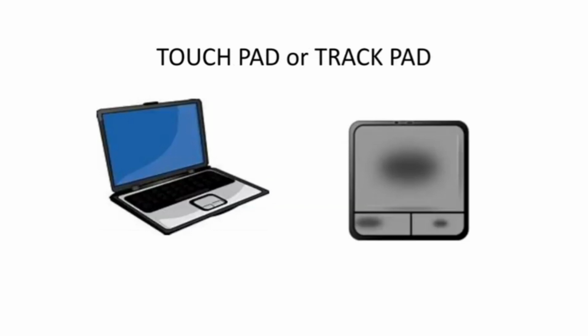Next is touchpad or trackpad. This is also a pointing device having a special surface which can sense the movement of a finger. We can control the movement of the pointer on the screen by moving the finger on a special pad. You can see here the red line is drawn. This is mainly used in laptops and notebook computers.